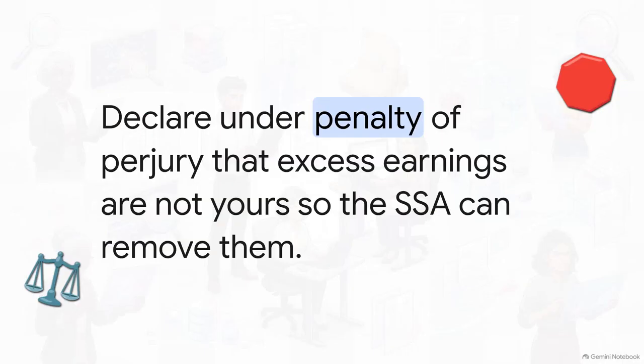Now, what if you're dealing with those scrambled earnings we talked about earlier, where someone else's income is artificially inflating your record? Well, you'll have to sign what's called a disclaimer of excess earnings. You sign this under penalty of perjury, legally declaring that those excess earnings do not belong to you, which then allows the SSA to strip them right off your record.